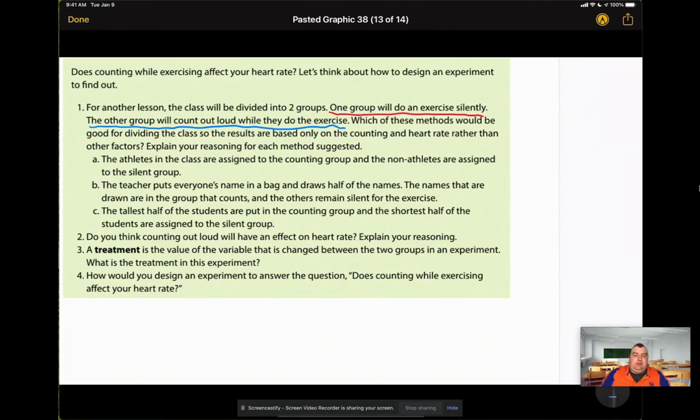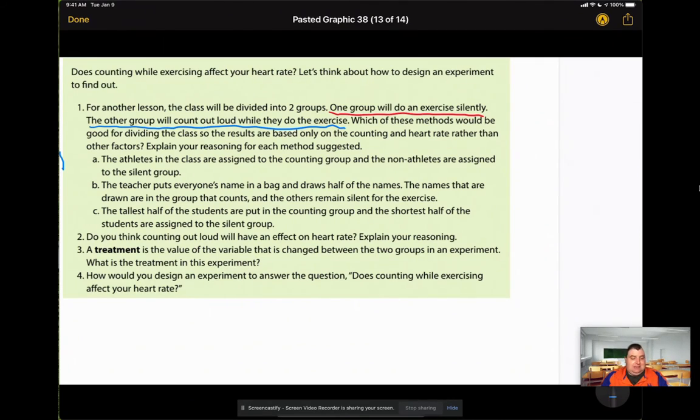Which of these methods would be good for dividing the class so that the results are based only on the counting and heart rate rather than other factors? Explain your reasoning for each method suggested. So we are looking for which one would be the best.